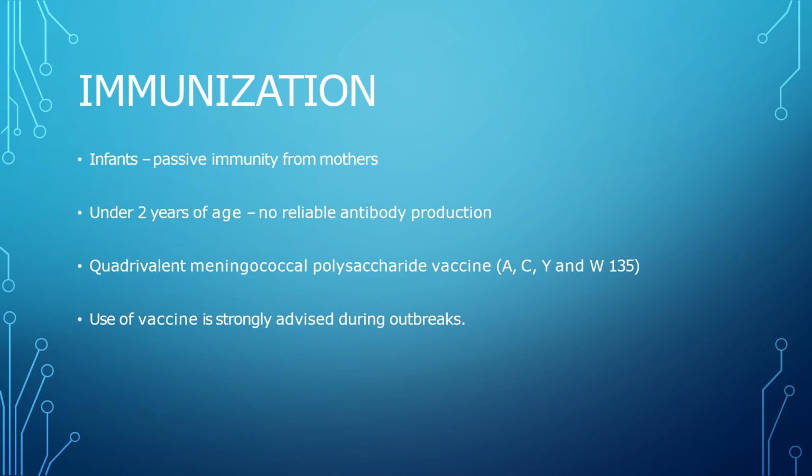Apart from treatment and chemoprophylaxis, there is also immunization. For infants, it is not needed, as passive immunity from the mother will be there under 2 years of age, so no reliable antibody protection will be there. Then the quadrivalent meningococcal polysaccharide vaccine is also available. The use of the vaccine is strongly advised only during outbreaks, not necessarily in all conditions.